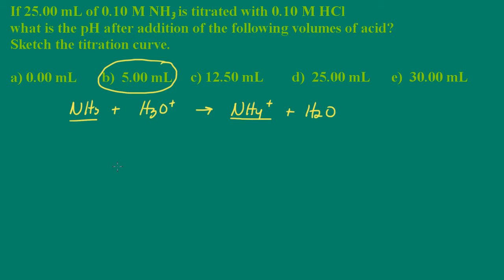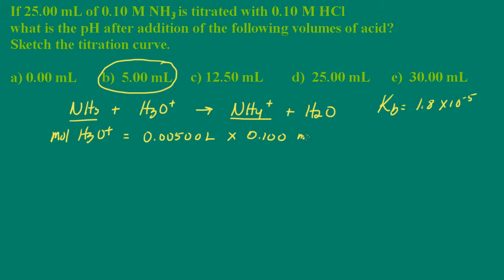So in order to do that, we have our Kb. Kb is equal to 1.8 times 10 to the negative 5. We need to find the moles of acid that added, so moles of added hydronium ion. We have 5 milliliters, which is 0.005 liters. Multiply that by its molarity, and that'll give us the number of moles of acid added to solution. 0.0005 moles of hydronium ion, or acid.